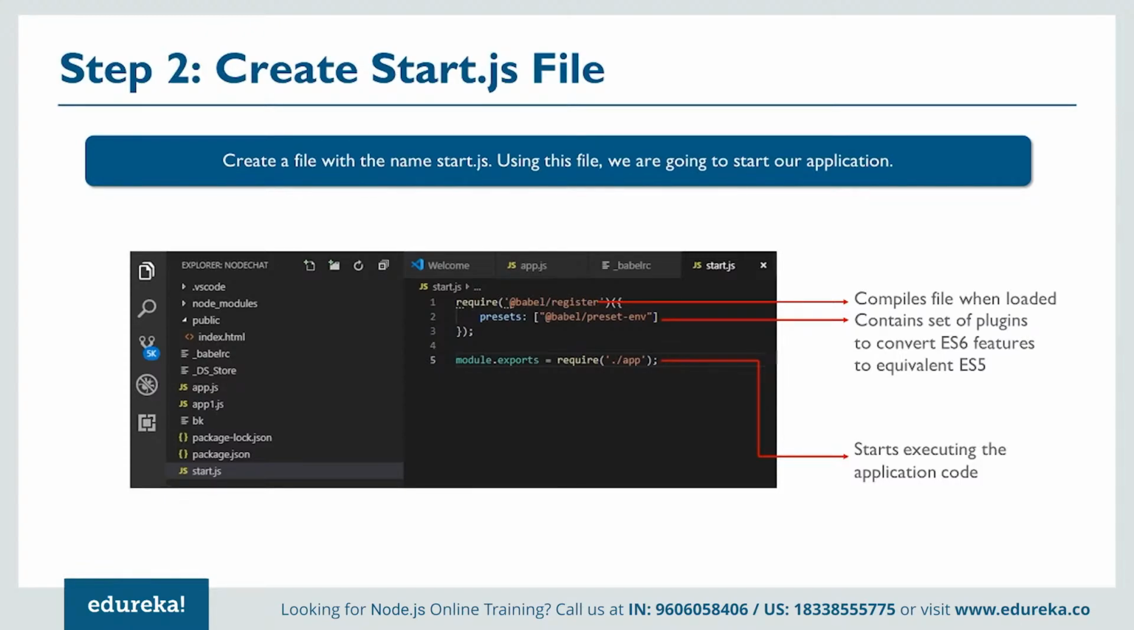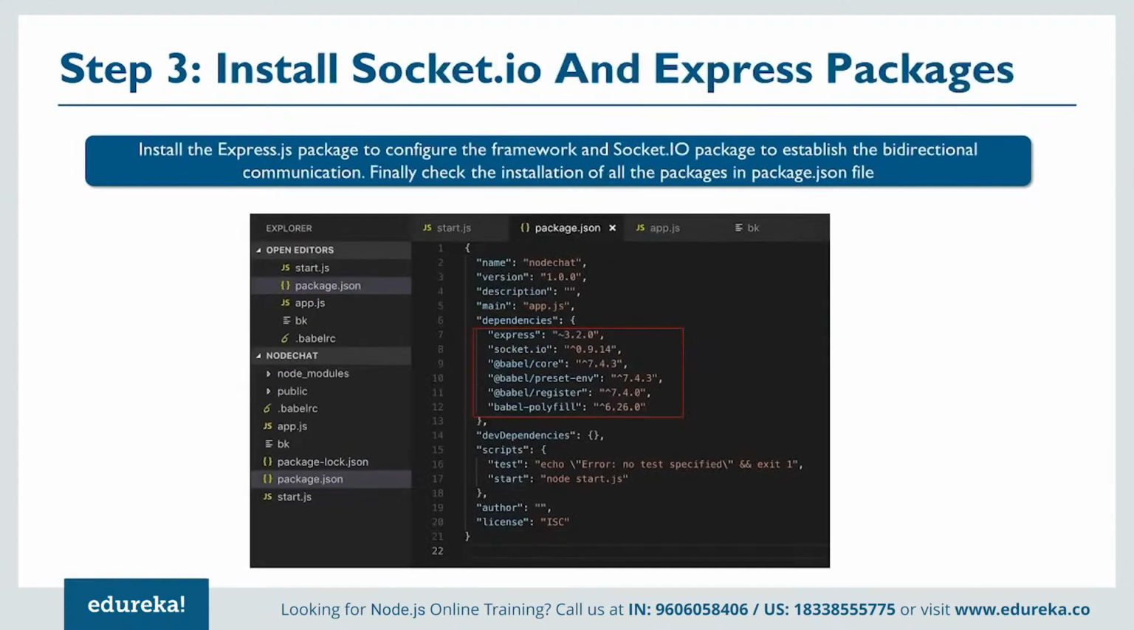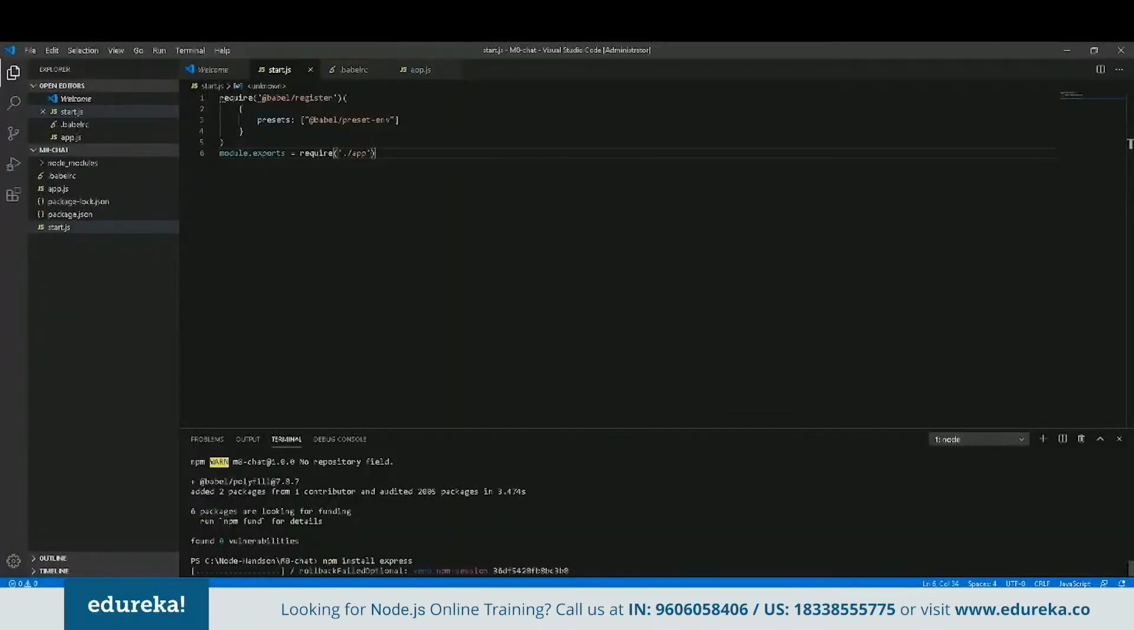And we start the application code in app.js. Now let's go ahead and install Express and socket.io as well. Okay, install Express.